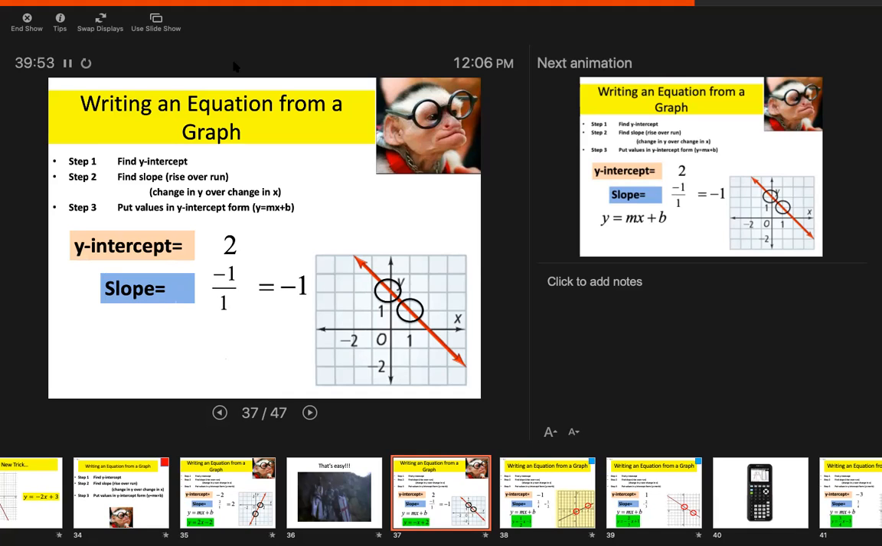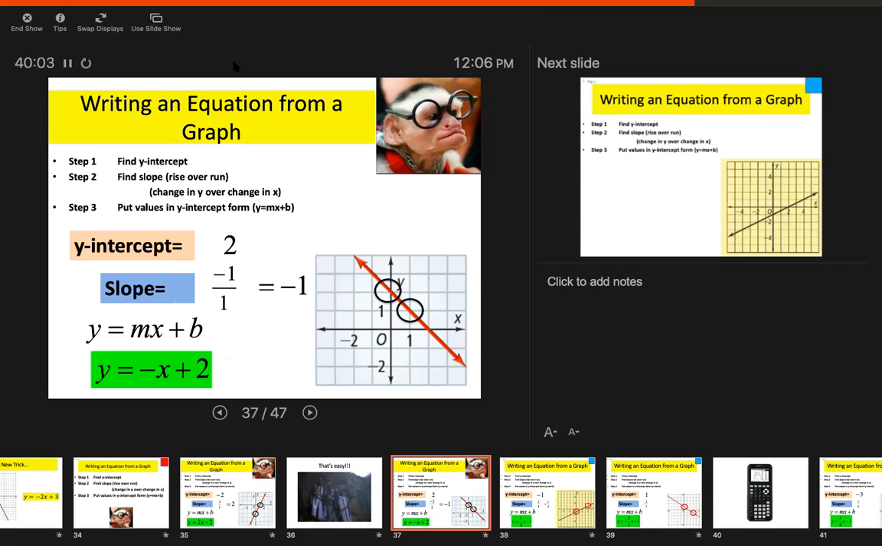Okay? Here's your b, here's your m. We toss it into y equals mx plus b. Here's your m, so minus x. Here's your b, plus 2, and we're done. That's it.